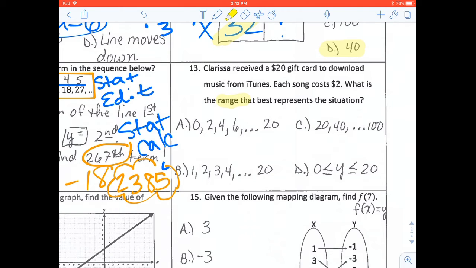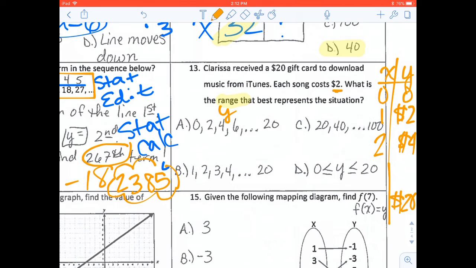Each song costs $2. If I were to make an XY table, 0 songs would cost $0. 1 song would cost $2. 2 songs would cost $4. And you would go all the way down, and you couldn't spend any more than 20 bucks, right? So if we bought 10 songs, it would cost us $20. The question is asking, what is the range? So what are the Y values? 0, 2, 4, 6, 8, 10, 12, 14, 16, 18, all the way to 20.